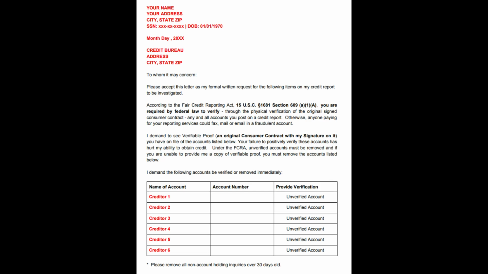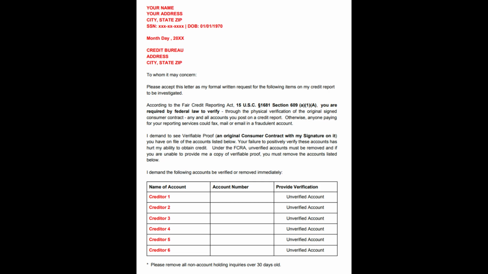So I demand to see the verifiable proof. So look, you are required by federal law to verify through the physical verification of the original signed contract any and all accounts you post on a credit report. Otherwise, anyone paying for your report services could fax or email in a fraudulent account. So they have to verify all that before they even start publishing it. And for all they know, the account that they bought off somebody else could have been fraudulent just as well, and they wouldn't know because they never contacted you to find out. So I demand to see full verifiable proof, an original consumer contract with my signature on it, that you have on file of the accounts listed below.